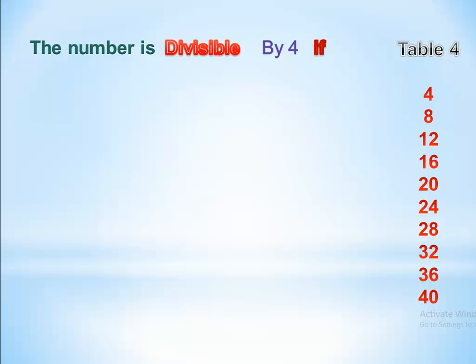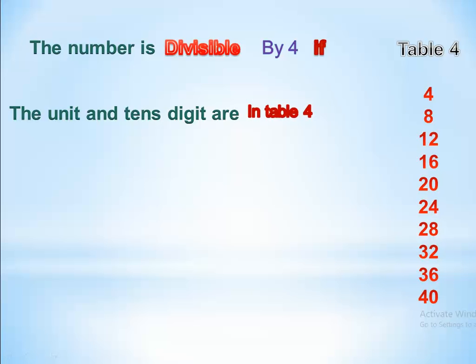Okay, table 4: 4, 8, 12, 16, 20, 24, 28, 32, 36 and 40. So the number is divisible by 4 if its unit and tens digits form a number in table 4, or if the unit and tens are two zeros.